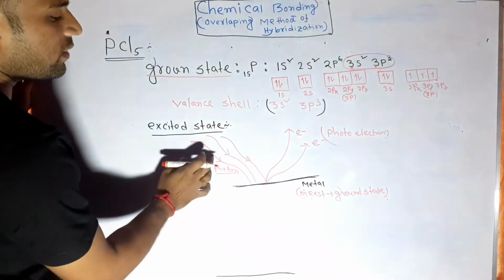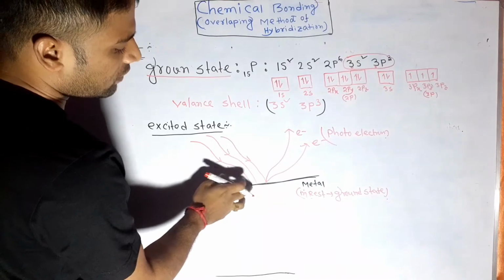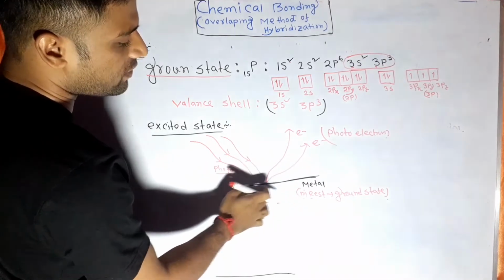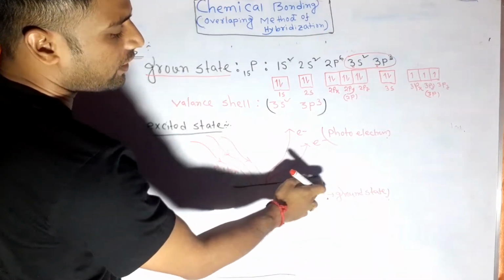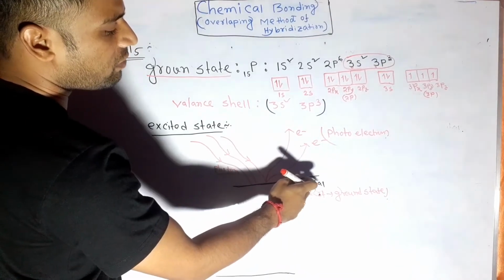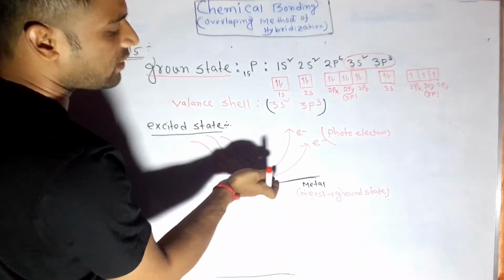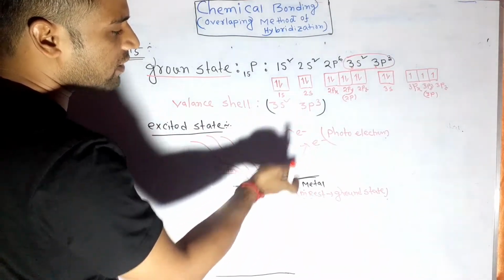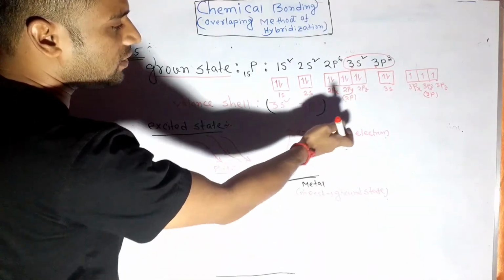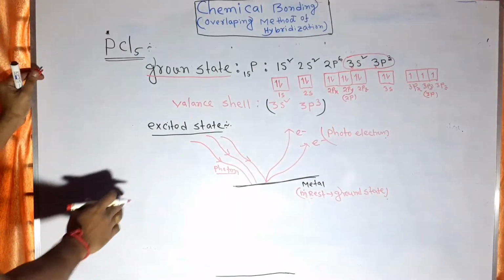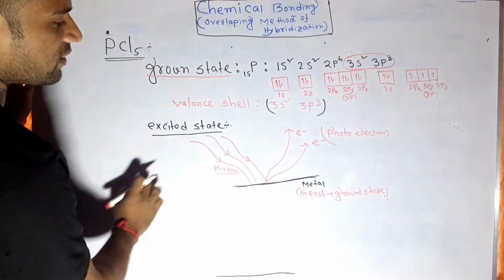In this state, when a photon falls on the metal surface, the electrons in the metal's atomic orbitals are excited and jump from the metal surface. These electrons are known as photoelectrons. This is the condition of the excited state.